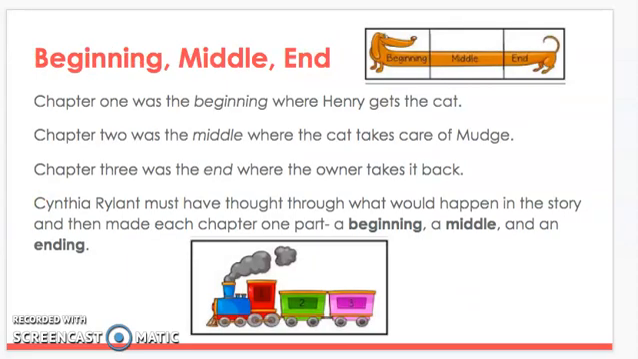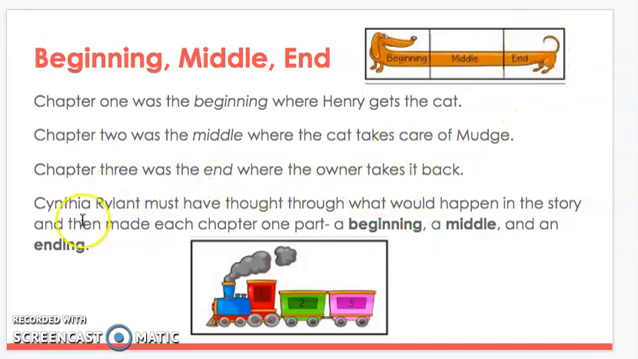So in this book, our mentor text by Cynthia Rylant, we have a beginning, a middle, and an end, just like this silly cartoon of this dog, a beginning, a middle, and an end. Chapter 1 was the beginning, where Henry gets the cat. Chapter 2 was the middle, where the cat takes care of Mudge. That was the middle. We just talked about the beginning. Chapter 3 was the end, where the owner takes Dave the cat back.